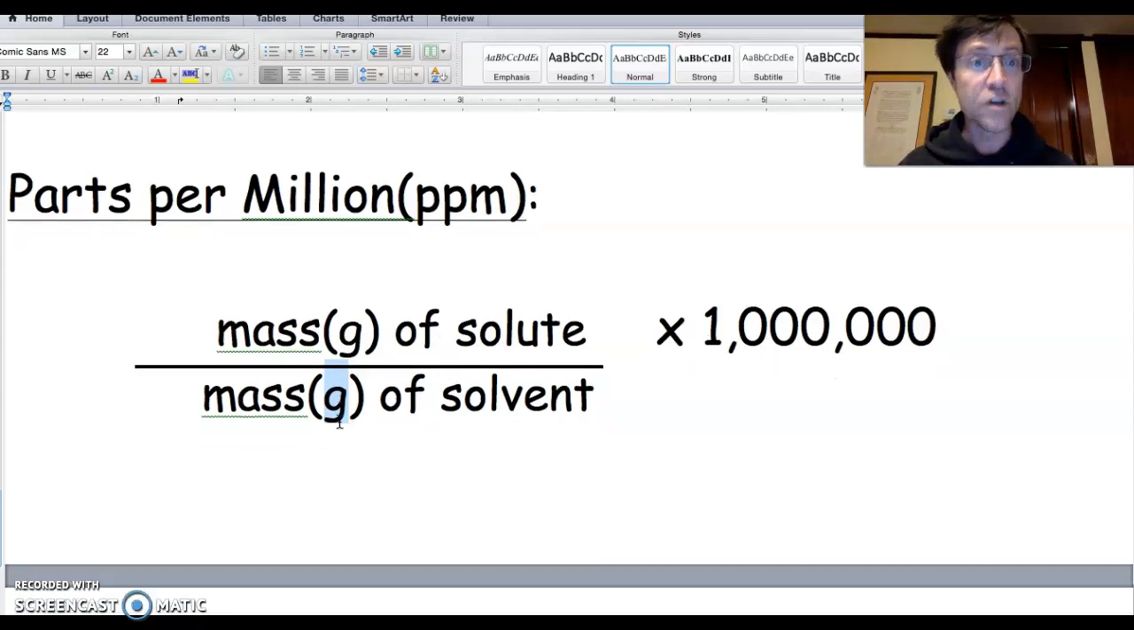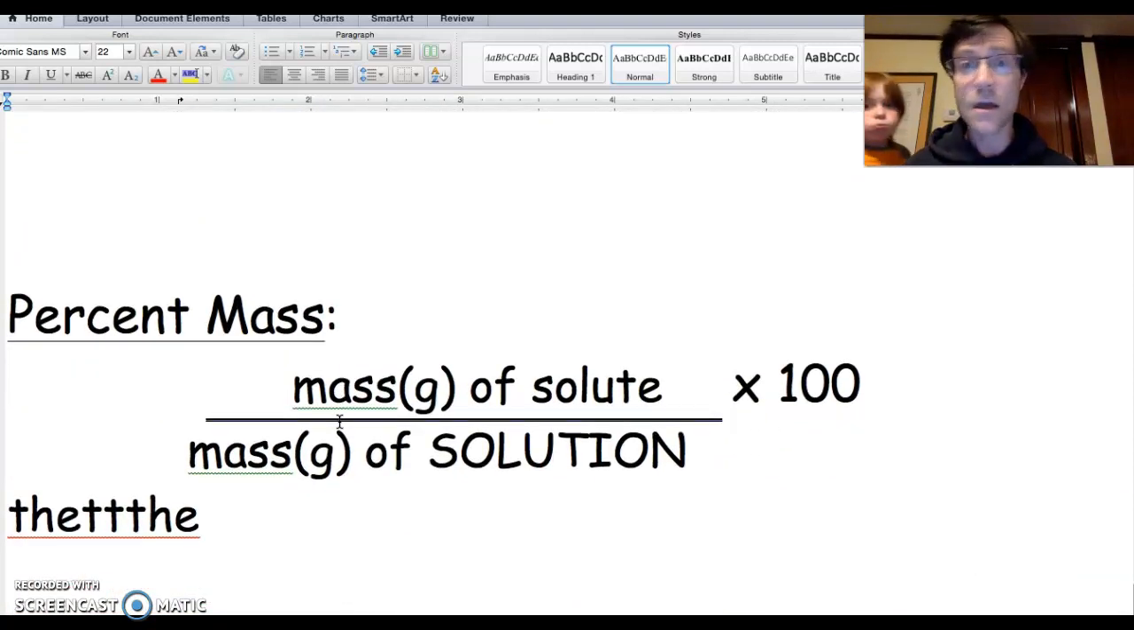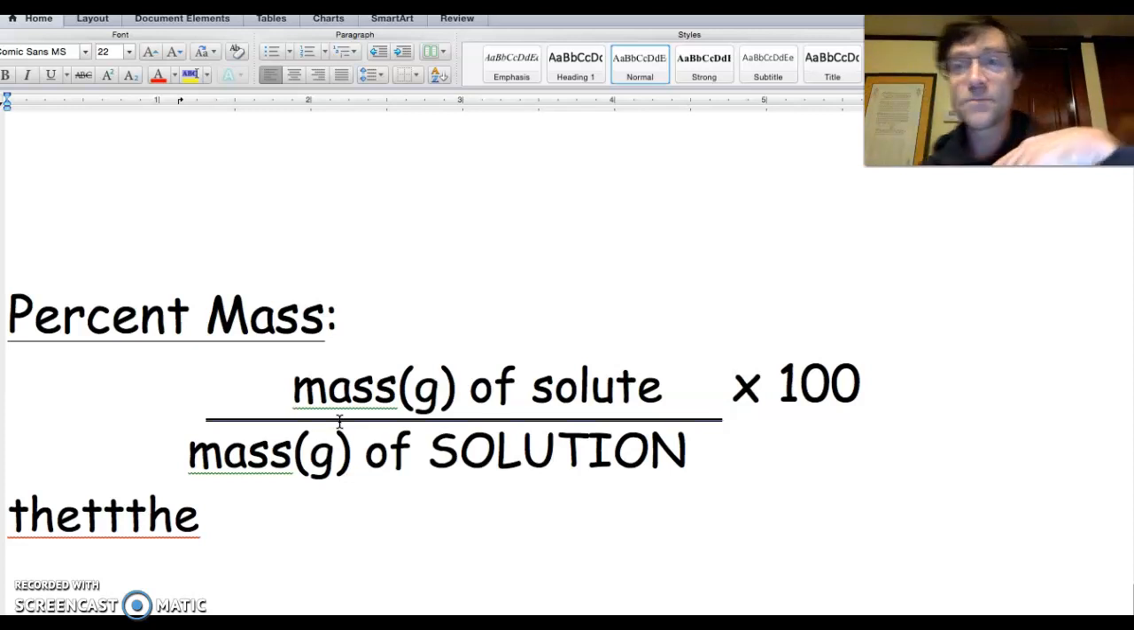Got me? Good. The next one is, oddly enough, going to be a percent mass. Oh, hey, that's Wilder. Percent mass, say hi, Wilder. Hi. There's people looking at you.